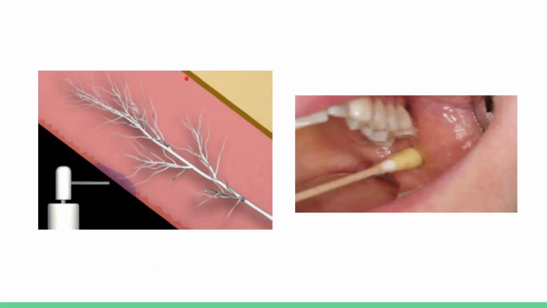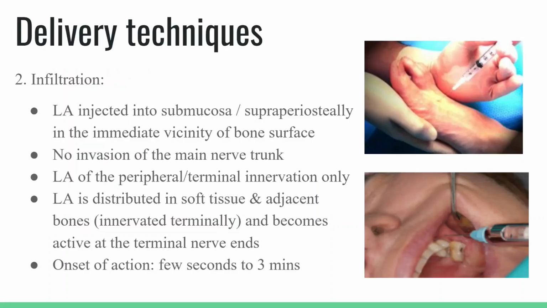So here we have what the topical anesthesia looks like. We have the spray blocking the free nerve endings at the mucosal surface, and here we have the cotton swab applying a gel at the gums of a patient. Okay, so the second delivery technique is infiltration. وهاي من اسمها بيكون فيها دخول. There is an actual insertion of a needle into the part of the body that we're trying to anesthetize.